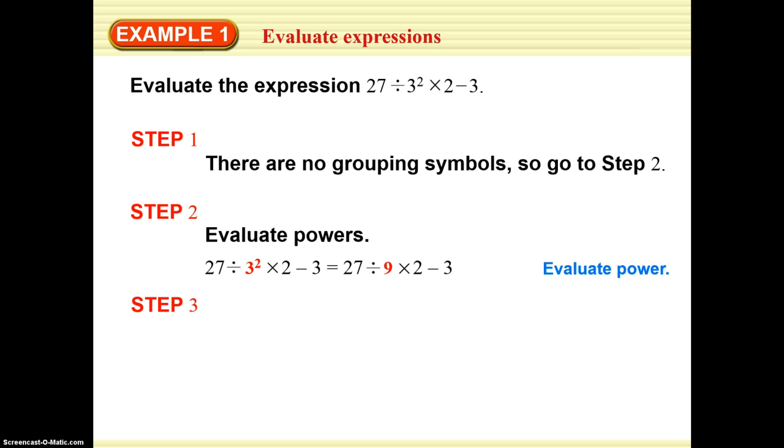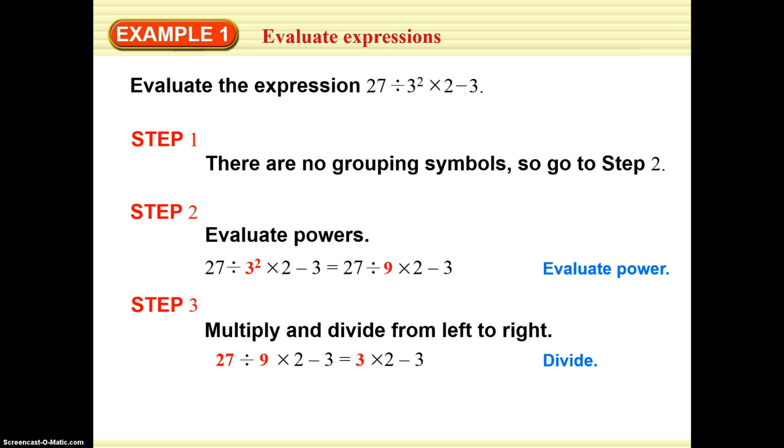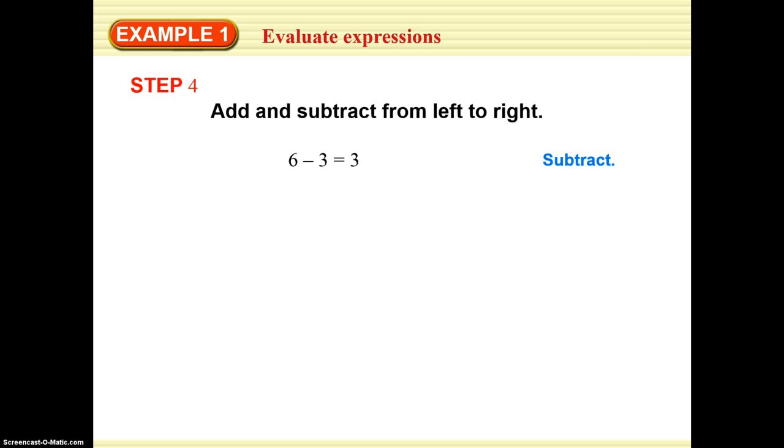Next, Step 3, we look for multiplying and dividing from left to right. So we'll first divide 27 divided by 9, which gives us 3. So now our expression will be 3 times 2 minus 3. We see a multiplication here, so we're going to multiply 3 times 2, which will give us 6. So our expression now is simplified to be 6 minus 3. Then we subtract. 6 minus 3 is 3. So our final answer is 3.